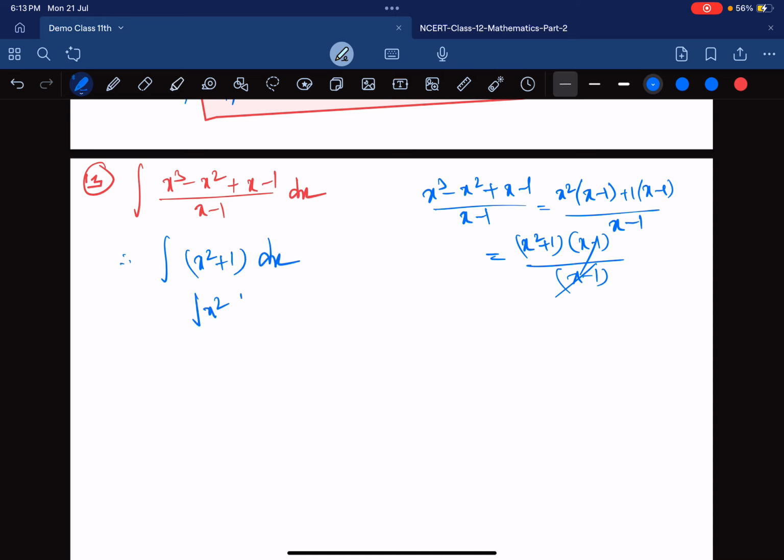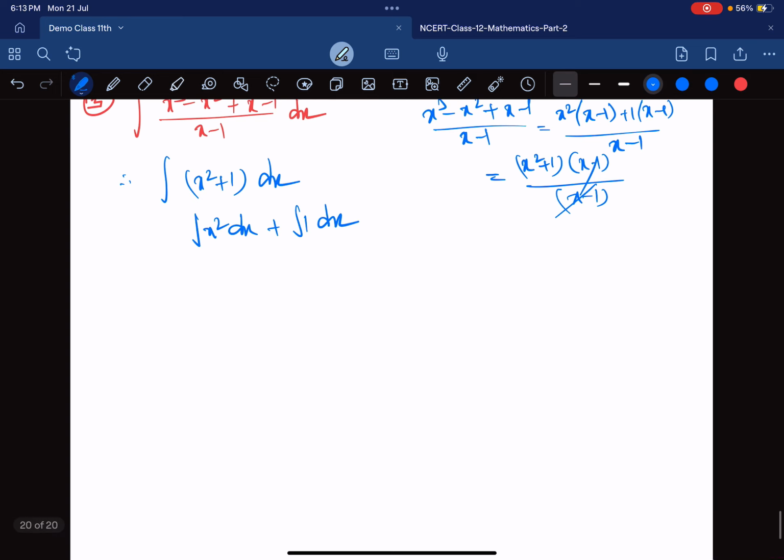Now integration of x square dx plus integration of 1 dx. So integration of x square is x cube by 3 plus integration of 1 is x plus c. So this is our final answer.